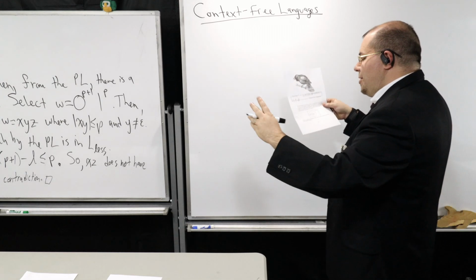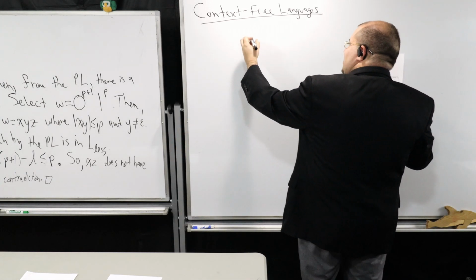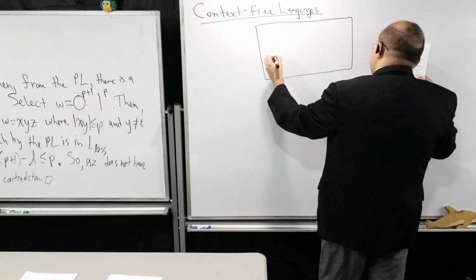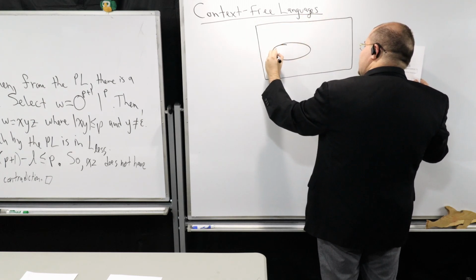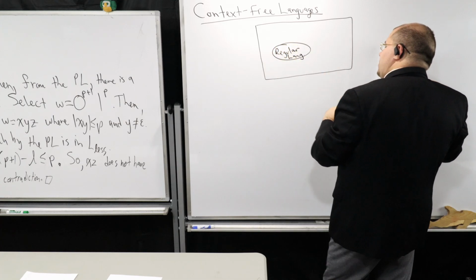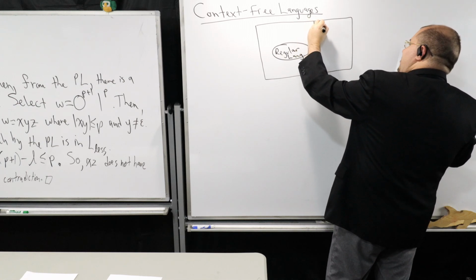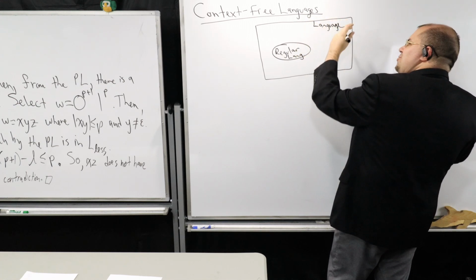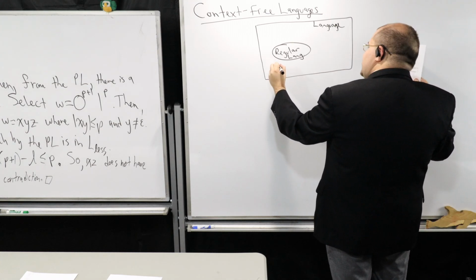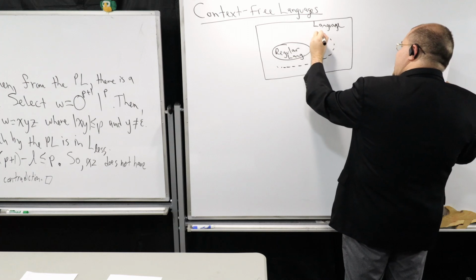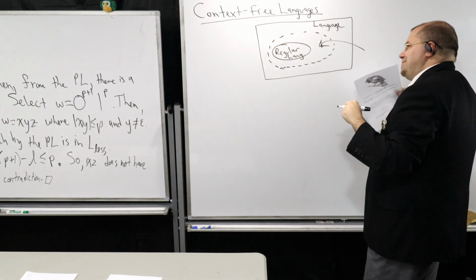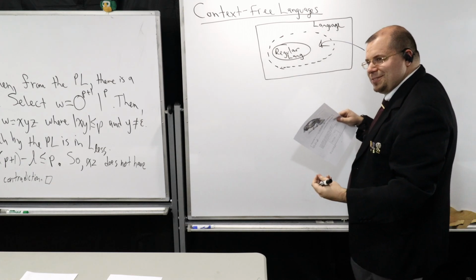Just to make sure we are all on the same page about where we currently are, I'm going to draw this fun picture for you. Up to this point, we've talked about the regular languages. These are all the languages in this box. It's quite powerful. The next set of languages I'm going to talk about are context-free languages. They are in this dashed circle.